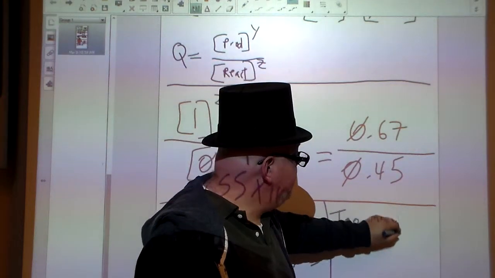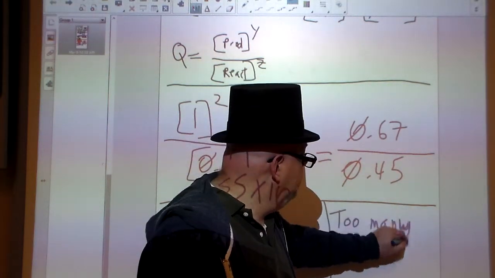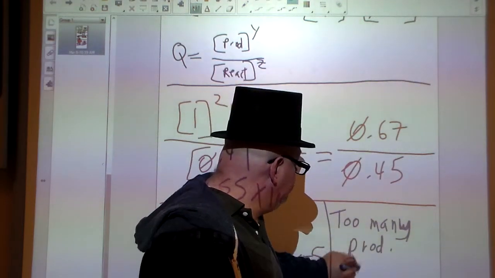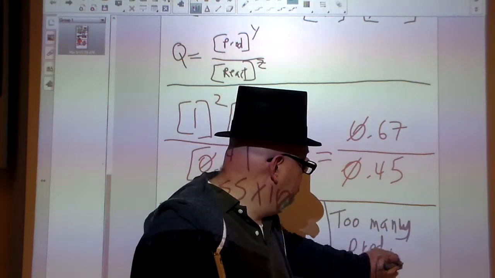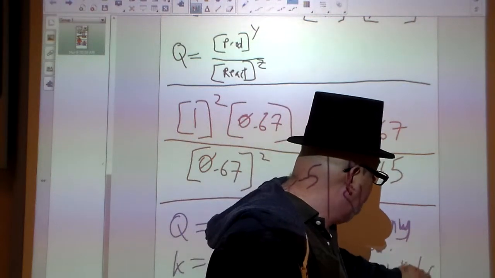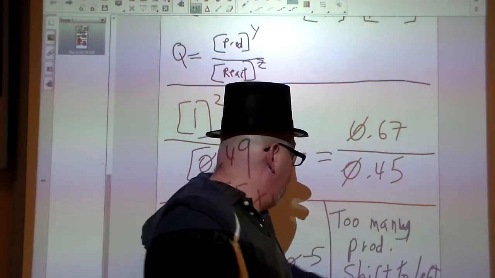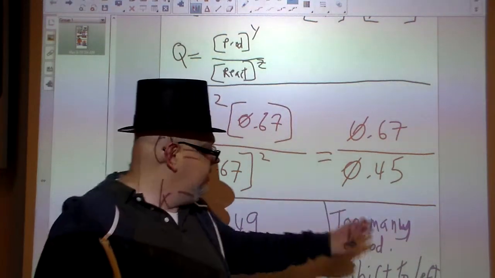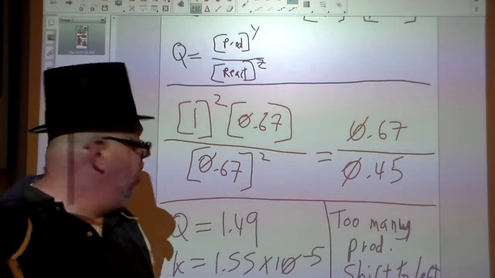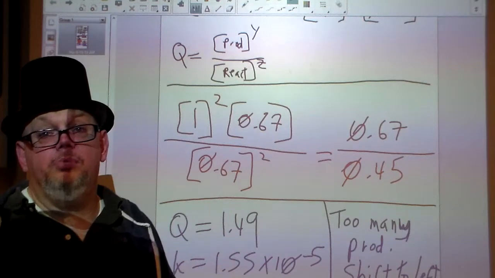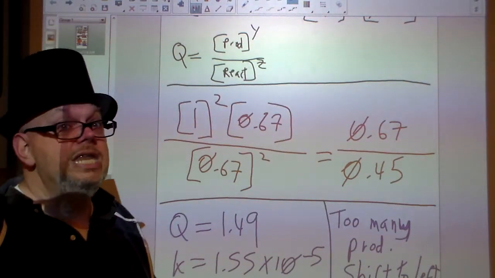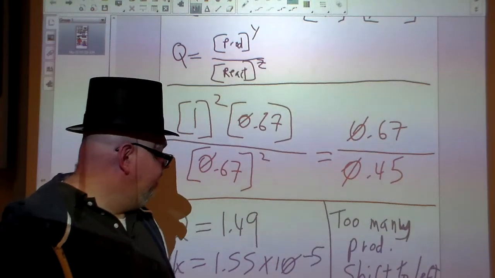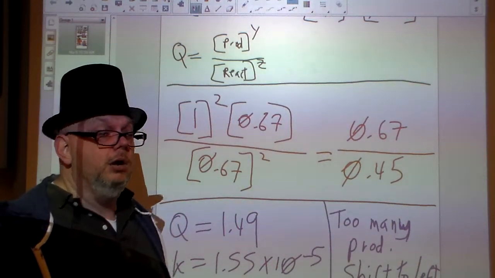too many products, okay? And you're going to shift to the left. That's what the behavior is going to be. It's going to be too many products, and it's going to shift to the left as a result. This is so not at equilibrium. It absolutely is not at equilibrium. Okay, that takes care of this problem here.